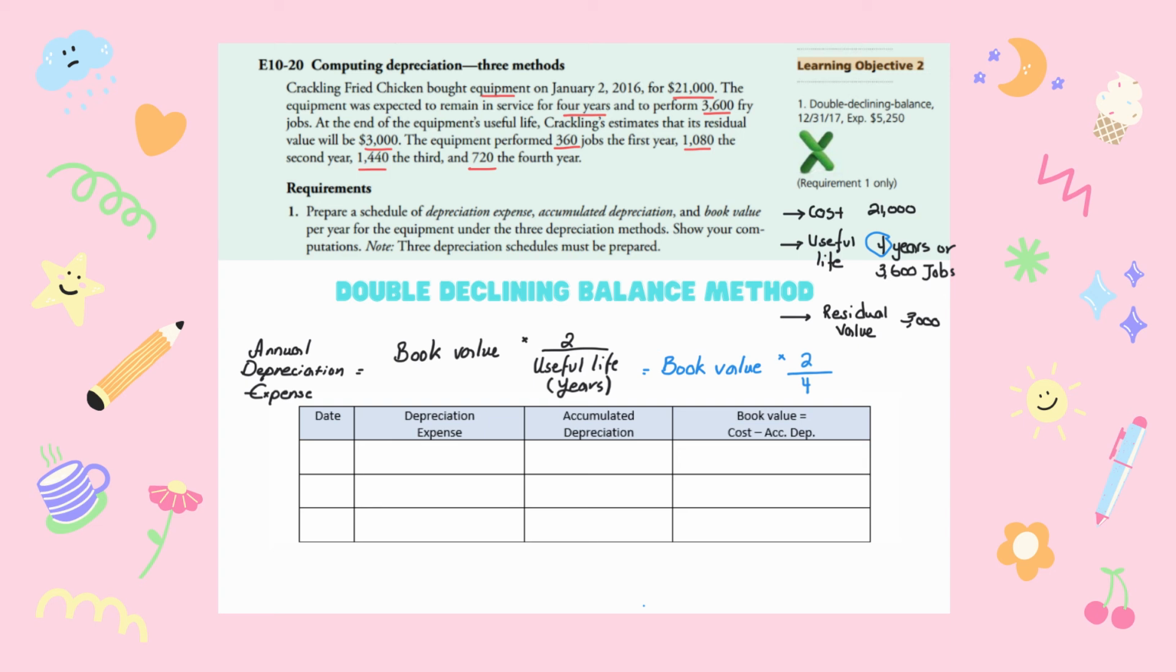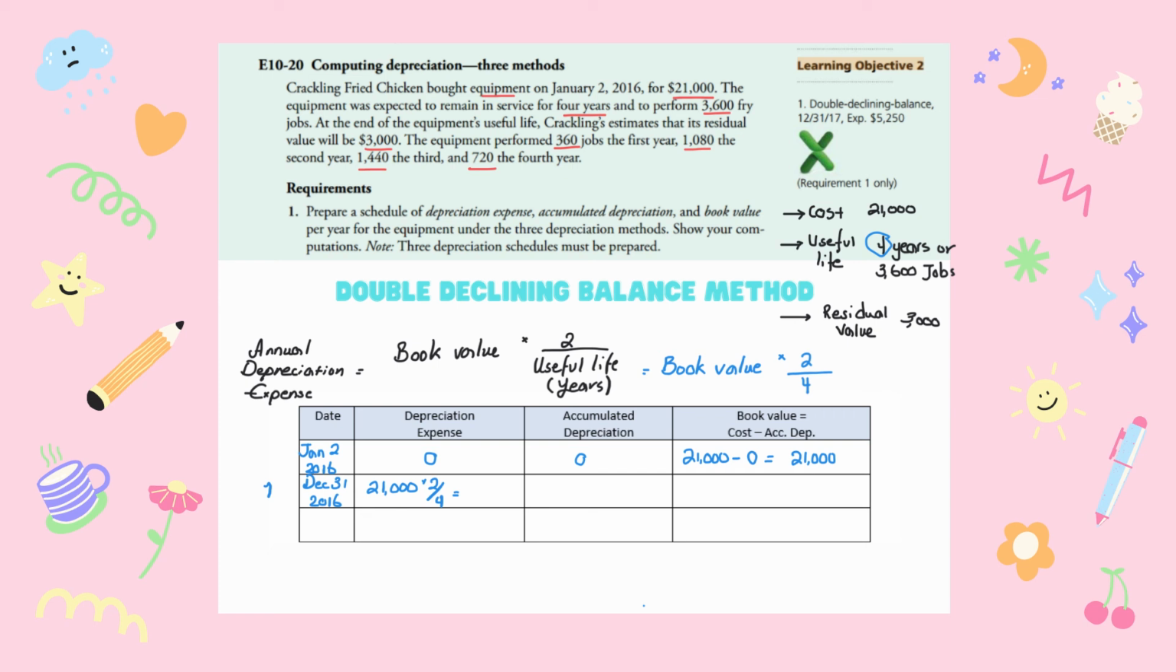Okay, so let's start with the acquisition date, which is January 2nd, 2016. No depreciation, no accumulated, because I just bought this equipment. Book value will be cost, which is 21,000, less accumulated depreciation 0, so it's gonna be 21,000. At the end of the first year, on December 31st, 2016, the annual depreciation expense will be calculated as follows. Book value times 2 divided by 4. Book value, it's 21,000. Okay? Times 2 divided by 4.